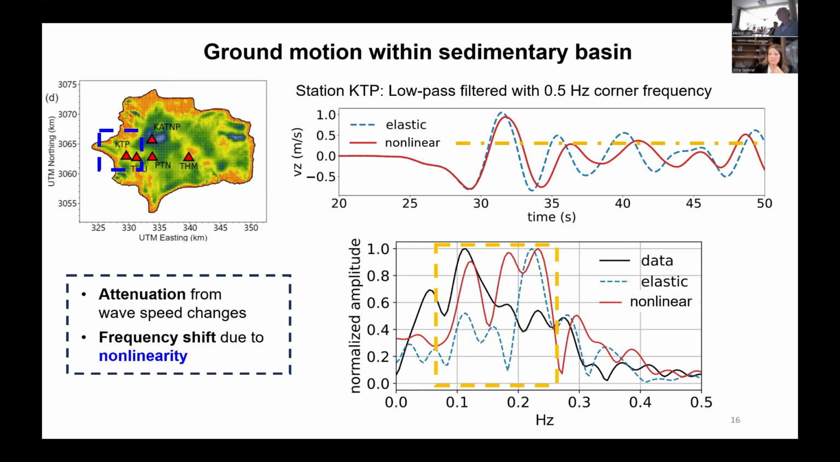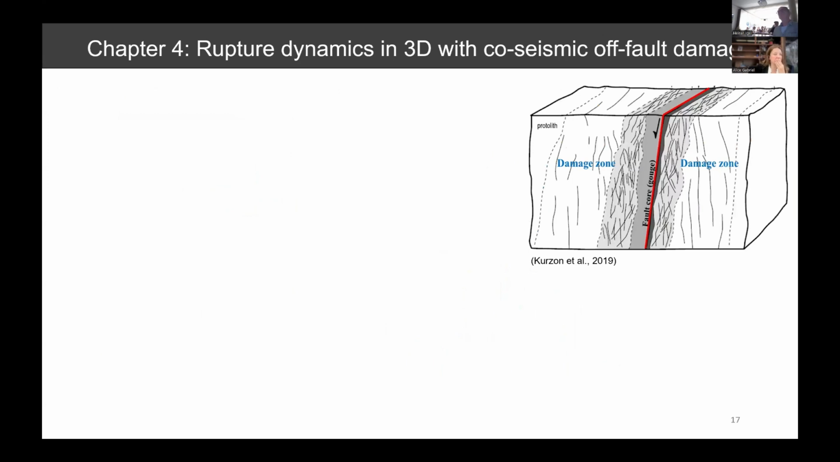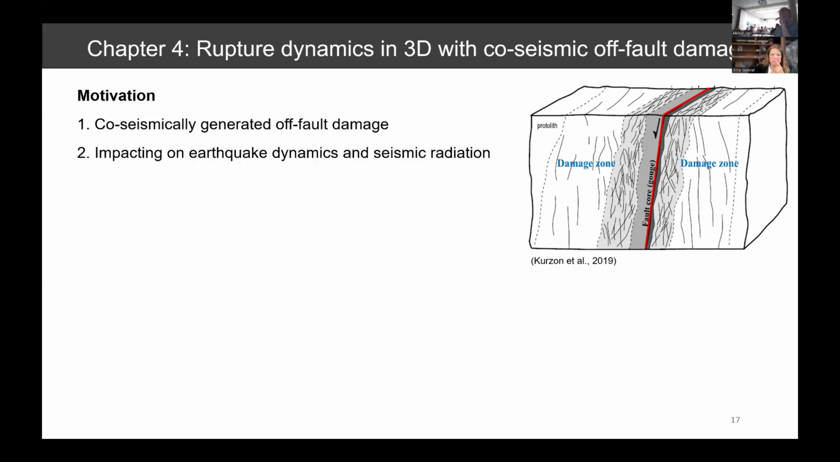close to the ground. Another interesting question is what the impact on the source is, and that's what I did in the fourth chapter. Again, the motivations are from the observations. We see the faults are not a single plane. They are surrounded by some damage zones. We don't know how it's co-seismically generated, and we also cannot yet model it to study the earthquake dynamics and seismic radiations due to this generated fault damage.